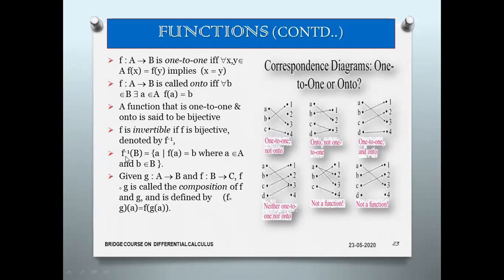The inverse function is defined as f inverse of b is equal to the set of all a such that f of a equals b, where a is from capital A and small b is from capital B. Then, of course, a small piece of information about composition of functions. When two functions are given, G is from A to B and F is from B to C, F circle G will be from A to C. It is called composition of F and G and is defined as F circle G of a is F of G of a. First you find the image of a under G, and then you find the image of that element under F. So this is called composition of functions.